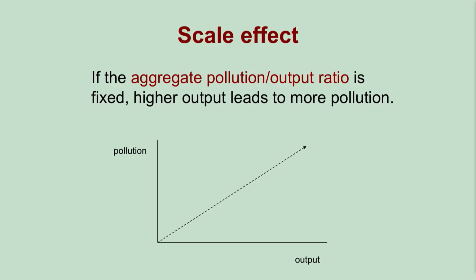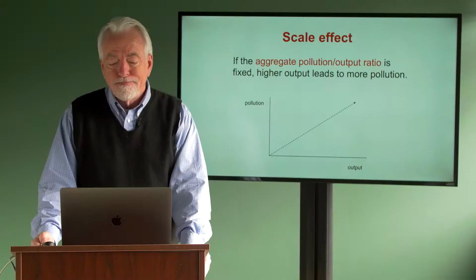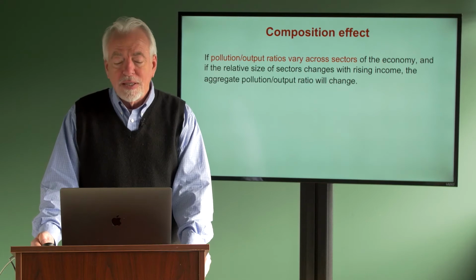So the scale effect would look something like this. The aggregate pollution output ratio is fixed. Higher output means more pollution. Pretty straightforward. It's what many people think about when they think about limits to growth. They think, bigger economy, worse environmental degradation. The composition effect is a little more complicated.